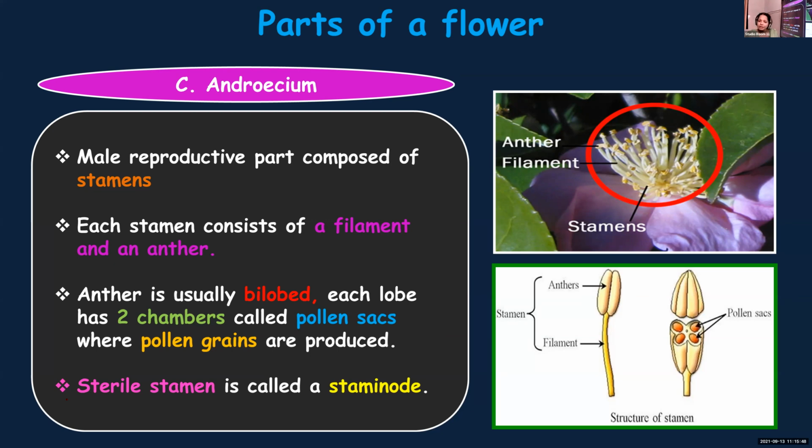Once again, the male reproductive part is known as androecium. Androecium consists of stamens, and each stamen has 2 parts, a lobed structure at the tip known as anther and a stalk. This anther is usually a bilobed structure, and inside each lobe there will be 2 chambers, known as pollen sacs, and inside each pollen sac there will be many pollen grains. Each pollen grain has 2 male gametes, and there are certain stamens which cannot carry out fertilization, cannot produce male gametes. Such stamens you call staminodes.